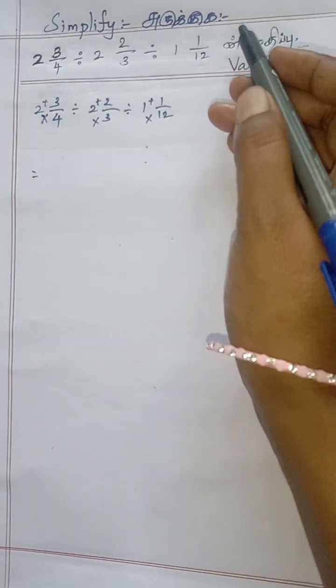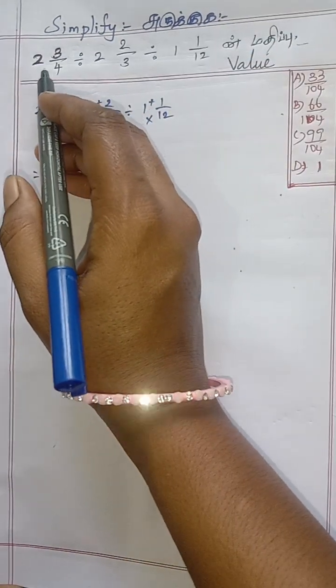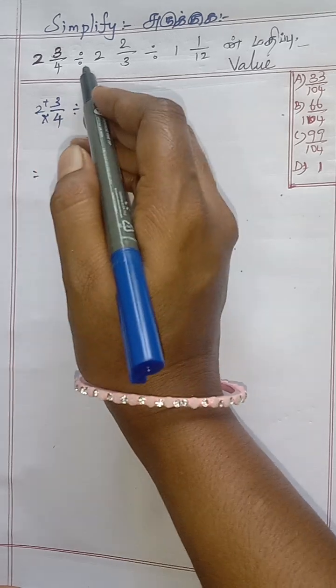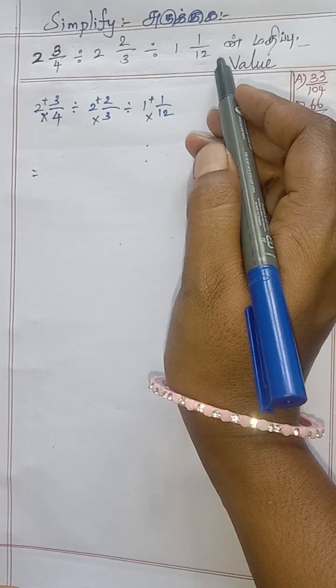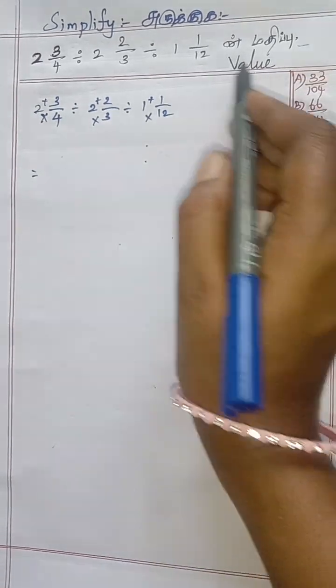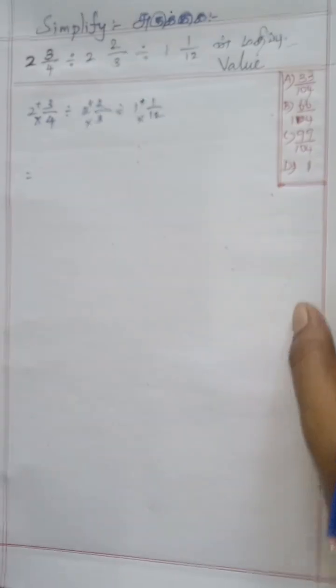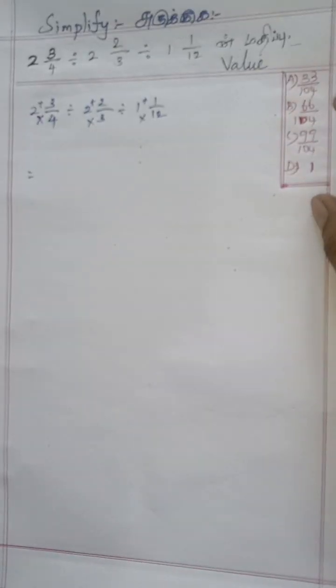Simplify. சுருக்குக. The question is given here: 2 into 3 by 4 divided by 2 into 2 by 3 divided by 1 into 1 by 12. What is the value of this number? Asking question. The options are given here, which is the correct answer?